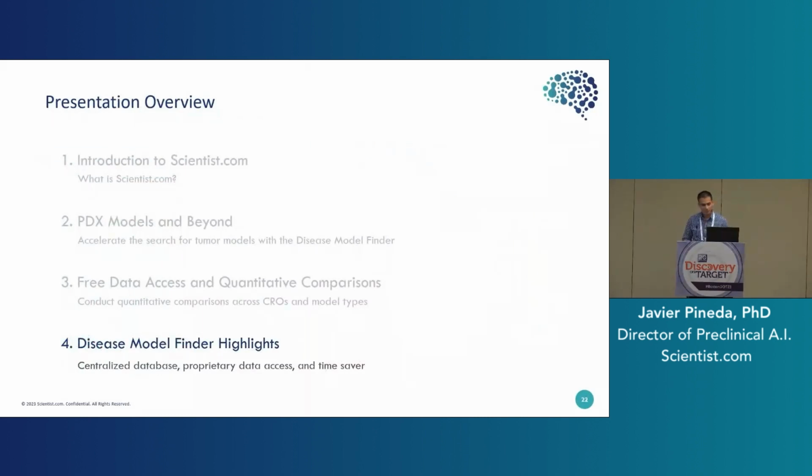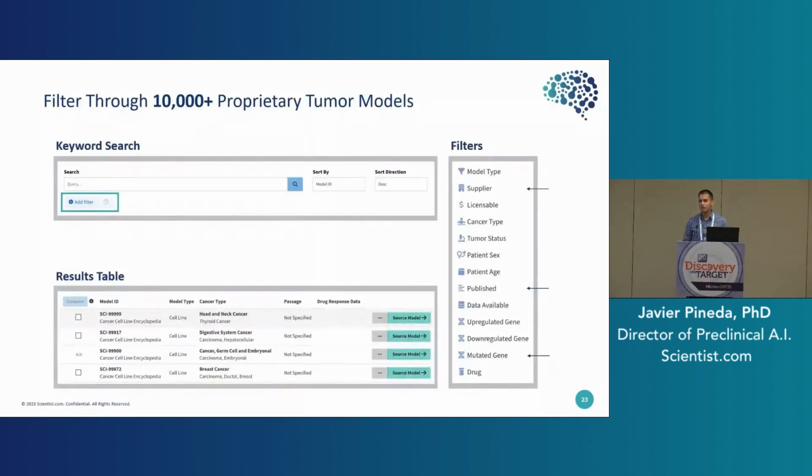All right, so coming close to a close here. At the moment, we do have well over 10,000 models listed in this database. That does encompass PDX models, cell line-derived xenografts, or just cell lines themselves, organoids, whether those are patient-derived organoids or cell line-derived organoids, even PDX-derived organoids. And we can use a lot of different filters to really find what we need.